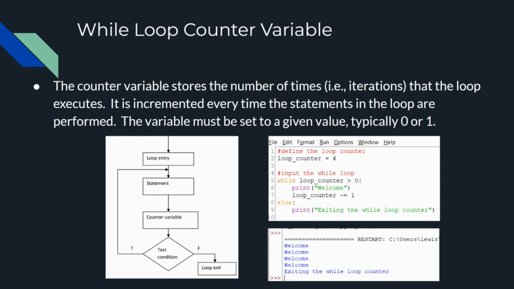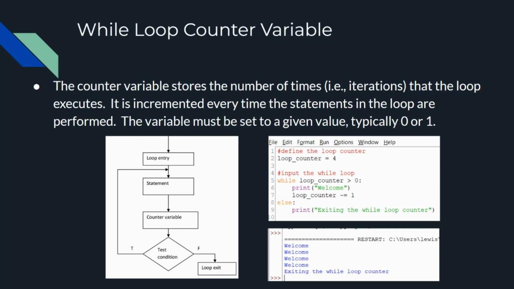A counter variable stores the number of times, also known as the iterations, the loop executes. The counter variable is incremented every time the statements in the loop are performed. The variable must be initialized to a given value, typically 0 or 1. The first time the statements in the block are performed, the loop counter variable starts with a value equal to 1. The second time through the loop, the variable has a value equal to 2. The third time through the loop, it has a value of 3, and so on. Eventually, the counter variable will have a value equal to the value of the maximum number and the loop will terminate.